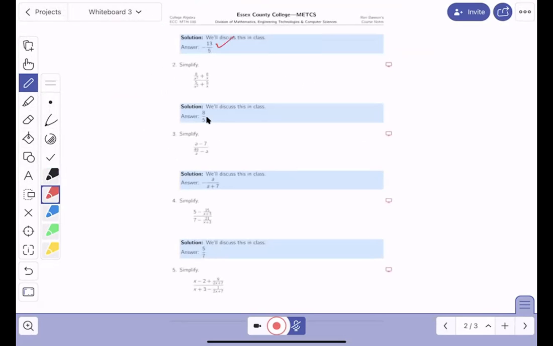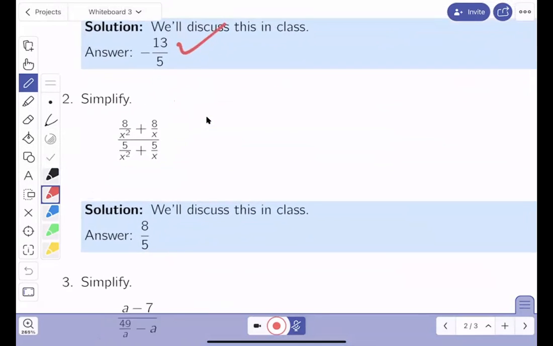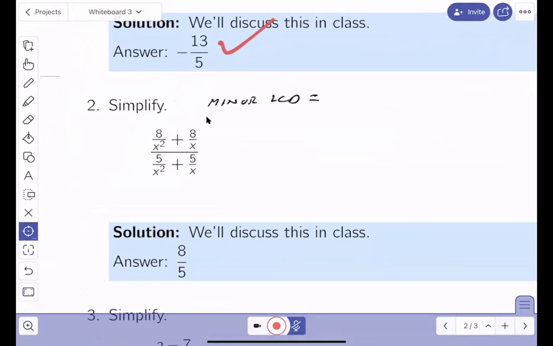All right, let's look at number 2. Again, what I'm going to recommend is the method we've discussed in class, which is to write down the minor LCD. I want to point out what I mean by that. This is a major fraction bar here. These are the minor fractions right here and right here. What's the denominator? x squared and x in both cases. So the minor LCD is simply just x squared.